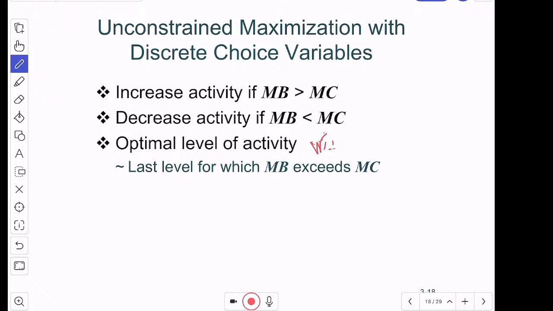Uh-oh. What's happening? Oops, I spelled that wrong.